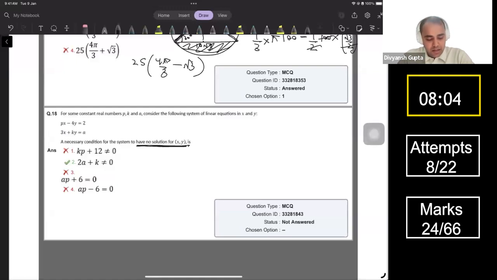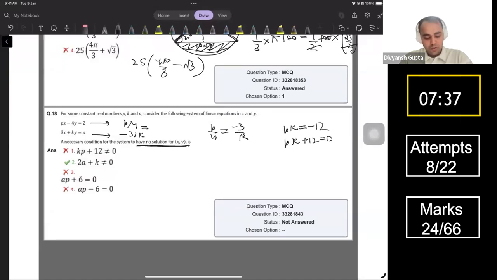So let's first write the condition for being parallel. The slope for this line will be p by 4, and the slope for this line will be minus 3 by k. So you need these two to be equal. So p by 4 should be equal to minus 3 by k, or pk should be equal to minus 12, or pk plus 12 should be equal to 0. So this is what you want, and they are saying not equal to 0. So this will not work.